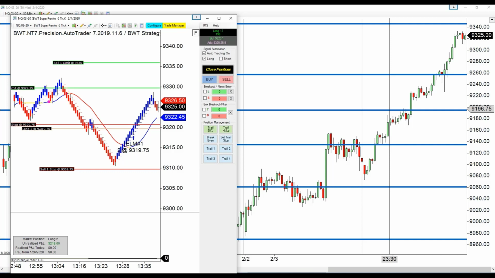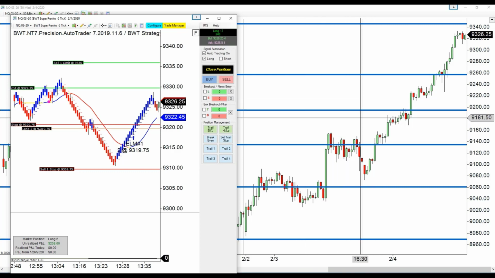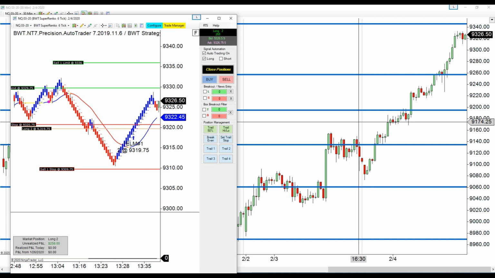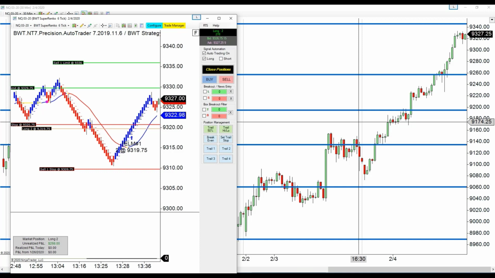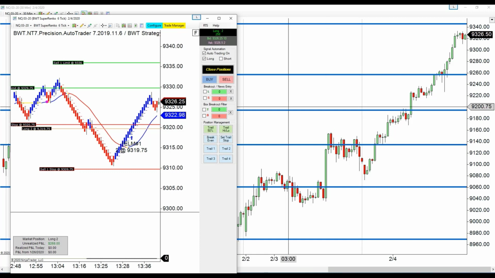I'm just asking again, please do not attempt to trade this live. Simply put this on your chart and just watch how price behaves. And after a while, you're going to see how price behaves around these different zones.